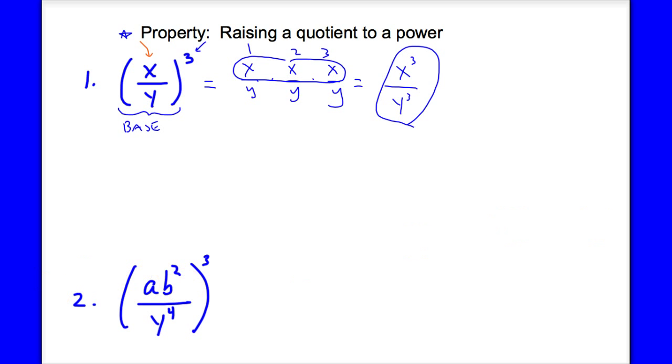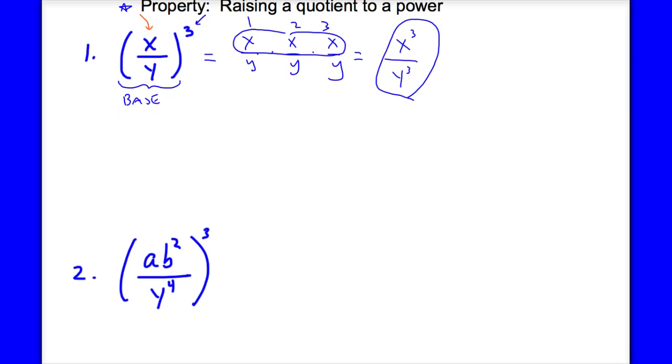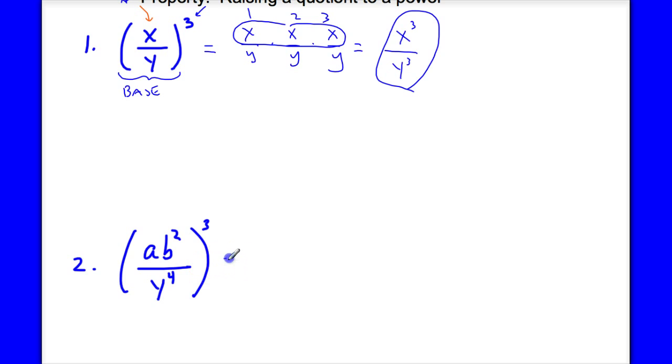Let's take a look at number 2 and see what happens there as we have some different powers here. Within the parentheses, we have a, now remember that's a to the 1 right there, times b squared over y to the fourth. Well, everything in here now is going to the power of 3. So a to the power of 3, b squared to the power of 3, and y to the fourth to the power of 3. So real quick, here's basically what you have. You have a b squared over y to the fourth.